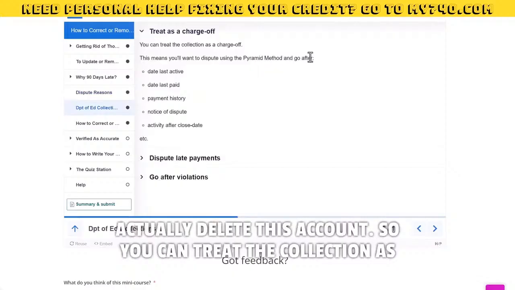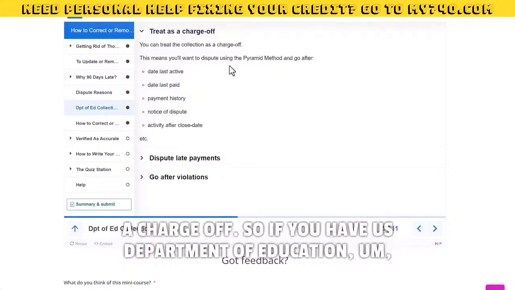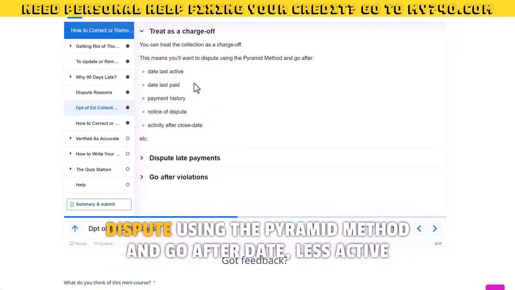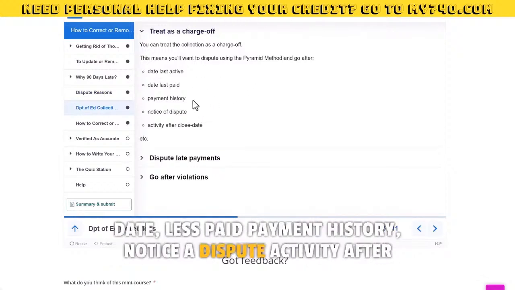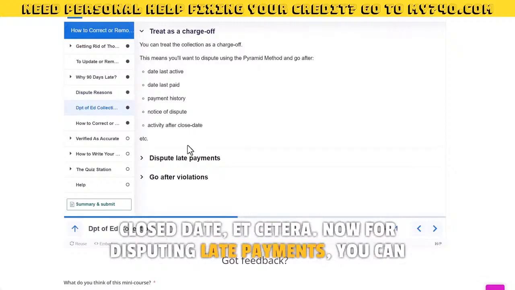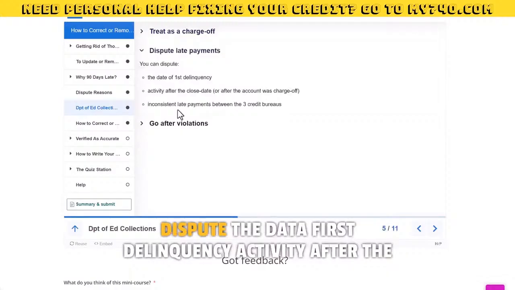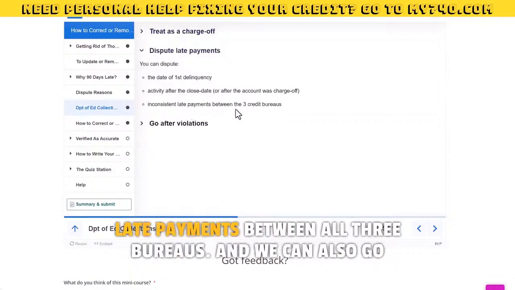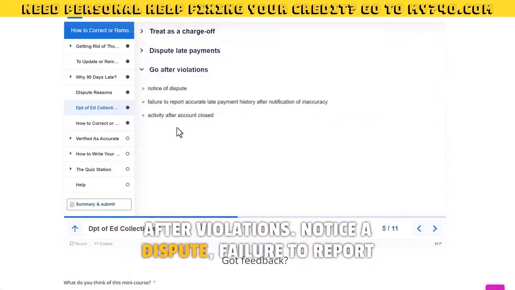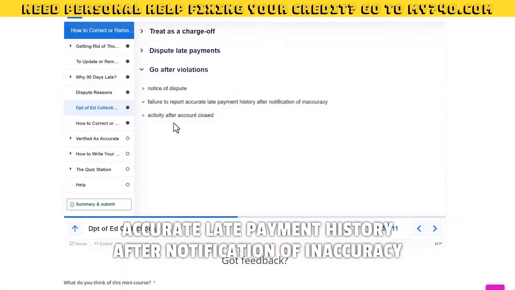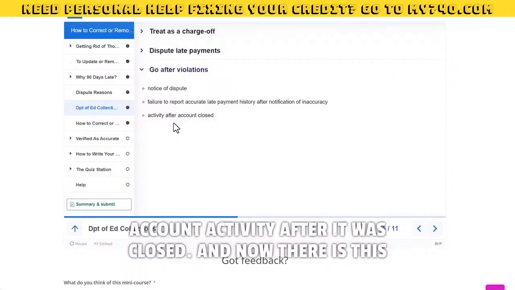The collection as a charge-off. If you have a U.S. Department of Education collection, dispute using the pyramid method: date last active, date last paid, payment history, notice of dispute, activity after close date, etc. For disputing late payments, dispute the date of first delinquency, activity after close date, inconsistent late payments between all 3 bureaus, and violations. Notice of dispute, failure to report accurate late payment history after notification of inaccuracy, account activity after it was closed.